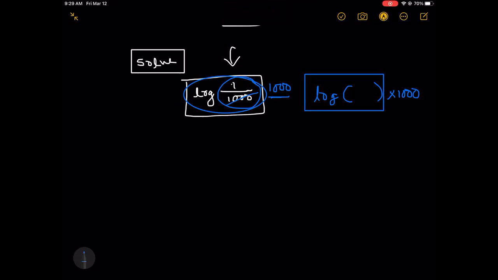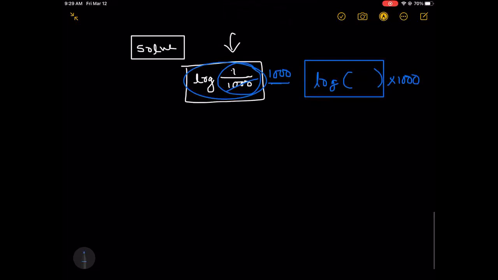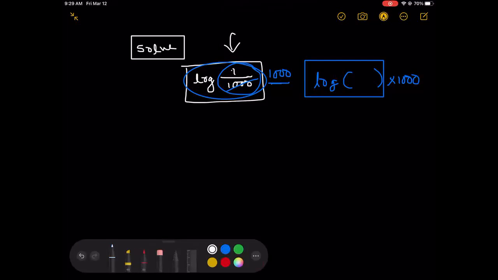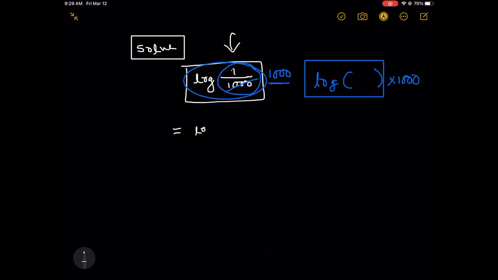Is the method clear? Okay, very good. Next, we want to rewrite it so that we can use the logarithmic property. So how can we rewrite it? So log 1/1,000 can be written as log 1/10 cubed, because if you multiply 10 3 times, you'll get 1,000, right? So you can definitely rewrite this 1,000 as 10 cubed. So that's one property we have used here.